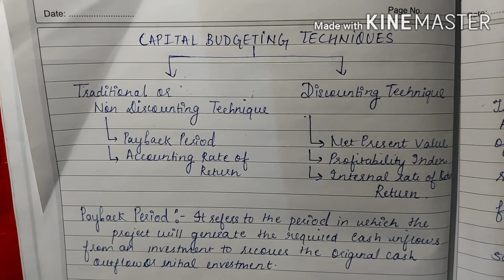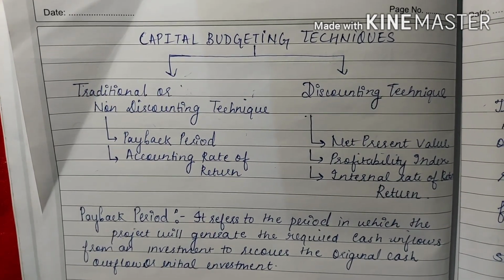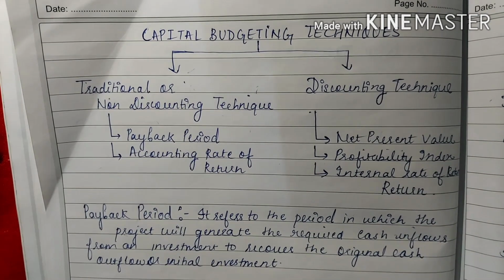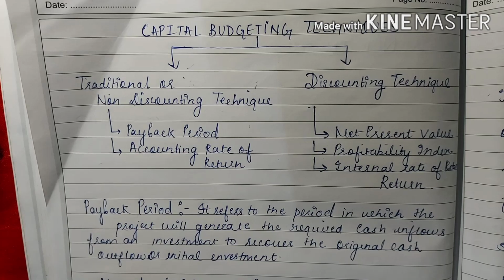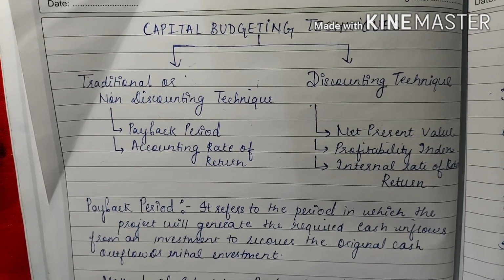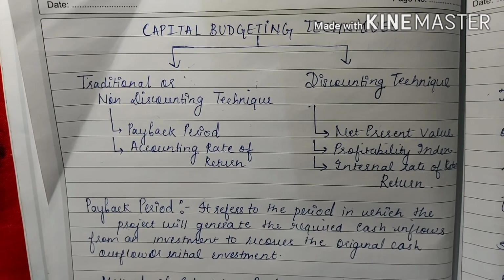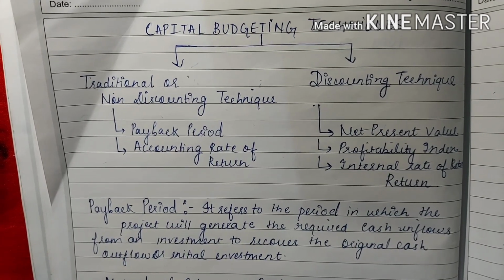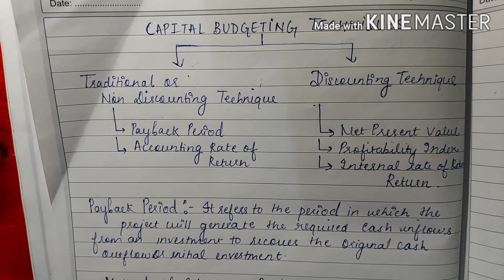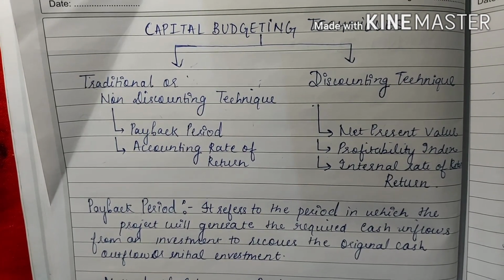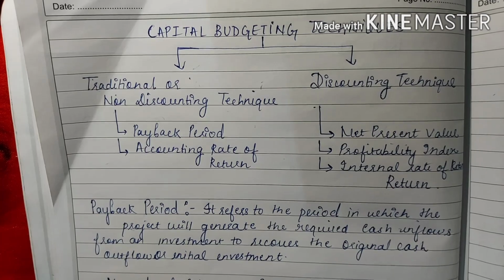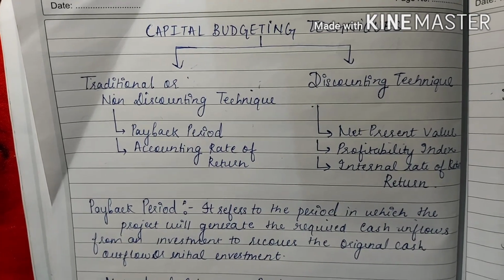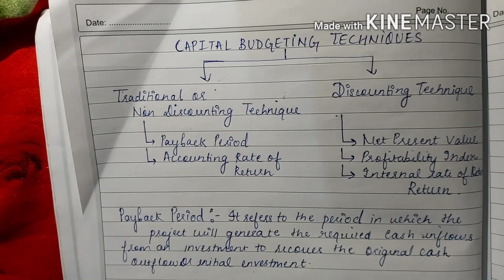Traditional techniques do not discount the cash flow to find out their present worth, and there are two types of traditional technique, that is payback period and accounting rate of return. Discounting techniques are the techniques in which the cash flows are discounted at an appropriate rate of interest to find out their present value. There are three types of discounting technique: net present value, profitability index, and internal rate of return. Let's begin with payback period.